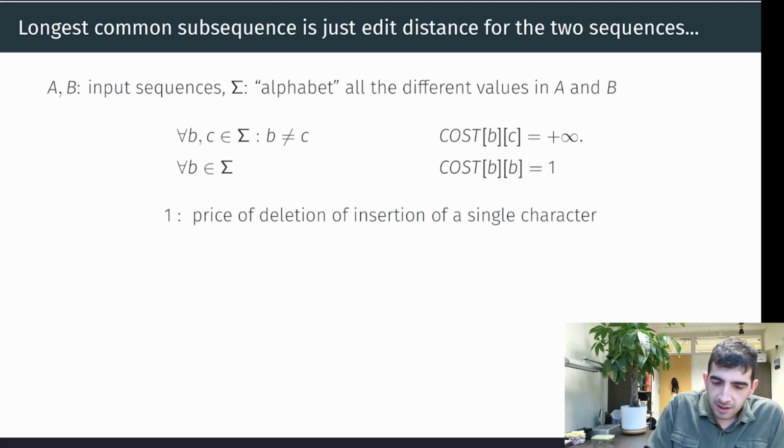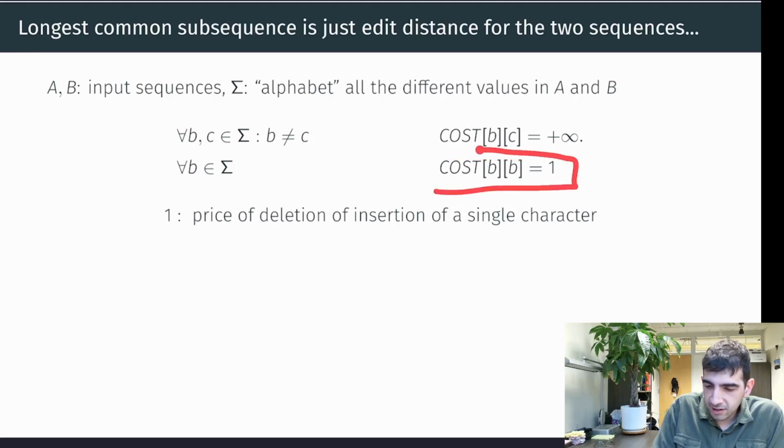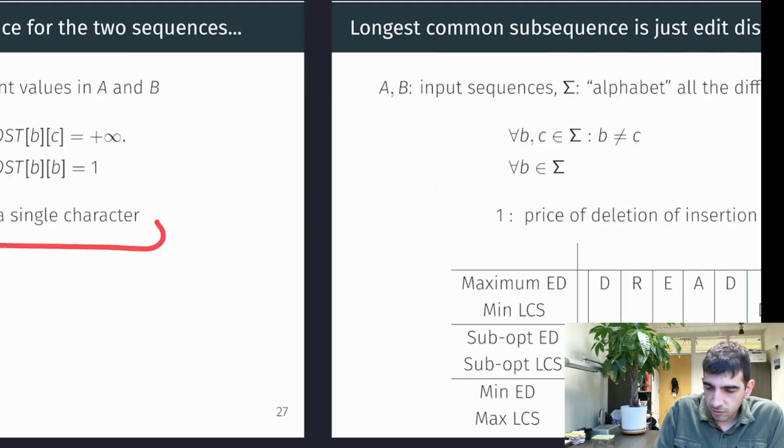So the longest common subsequence problem is pretty much just the edit distance problem, except for the fact that if the characters aren't matching, then the cost is infinite, and if the characters are matching, then the cost is 1. And the price of deletion or insertion of a single character is also 1.